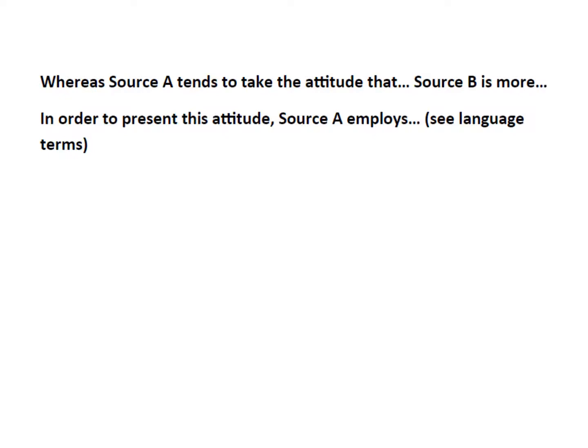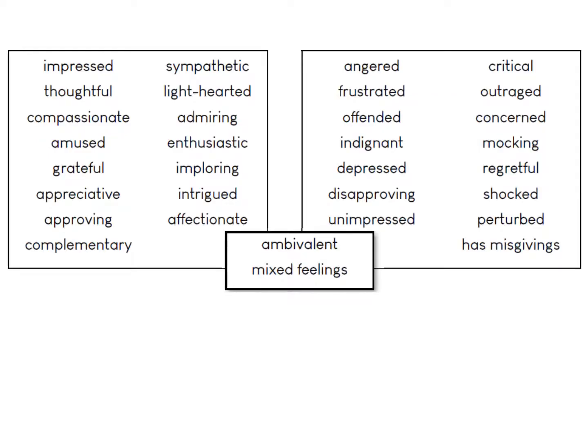So you'll say the difference in attitude, and your next line will be, in order to present this attitude, source A employs, and then you'll be talking about the language features. So these are the sorts of attitudes that you might have. Impressed, sympathetic, appreciative. More negative ones might be indignant, which means offended or almost angry. Critical, outraged, concerned. So think about the different attitudes, and then your language points are the sorts of things you would say for language.